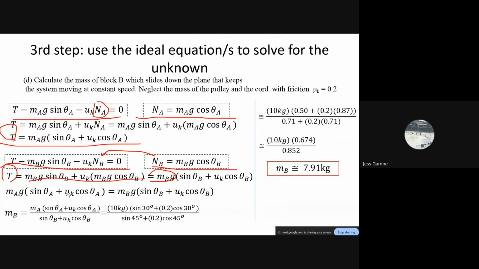So you have MAG sine theta A plus mu K cosine theta A, equated to MBG sine theta B plus mu K cosine theta B. Rewriting the expression, you get a general expression for MB and substituting the values. Do not forget to put your calculator in degree mode. So you get the value of 7.91 kilograms. Very close. Okay.